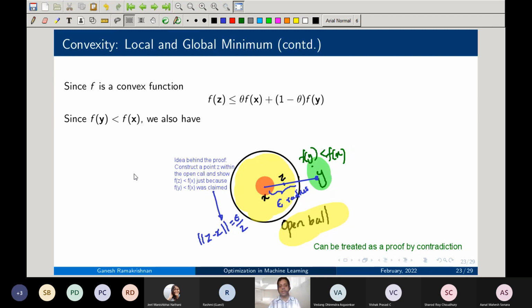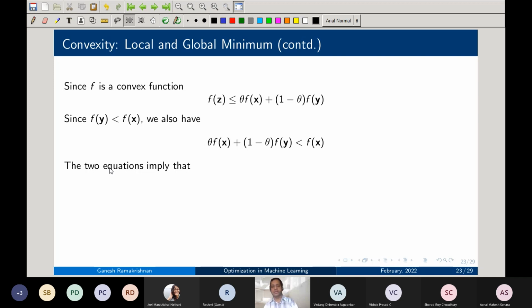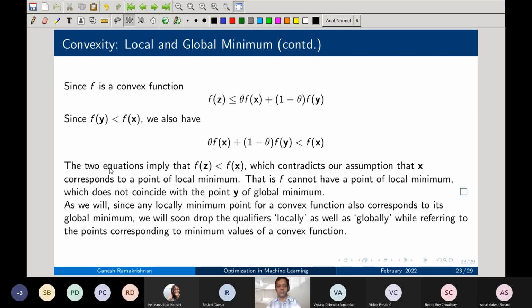Just apply the two together, right? Combining the two. F of y is less than f of x. Just substitute it here. You'll basically get f of z is less than f of x. That's it. Strict less than is because of this being less than. Okay, that's it. The two equations imply that f of z is less than f of x.